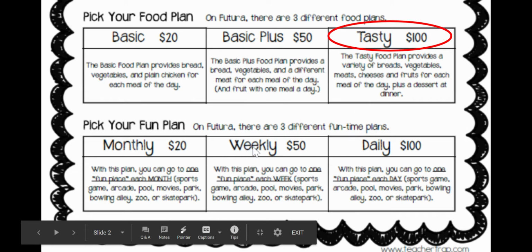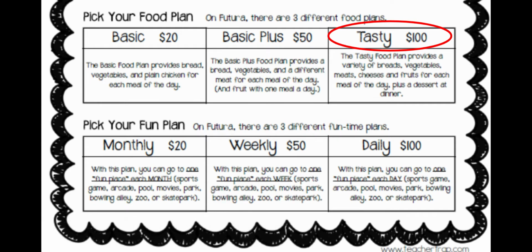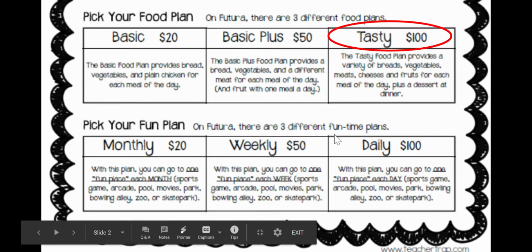Maybe you want the weekly plan, right? With this plan, you can go to one fun place each week. So maybe each weekend I would get to go do something. That sounds pretty nice. Or is it a daily? Do you want to have fun daily? So with this one, you can go to one fun place each day. So maybe a sports game, arcade, pool, movies, park, bowling, right?